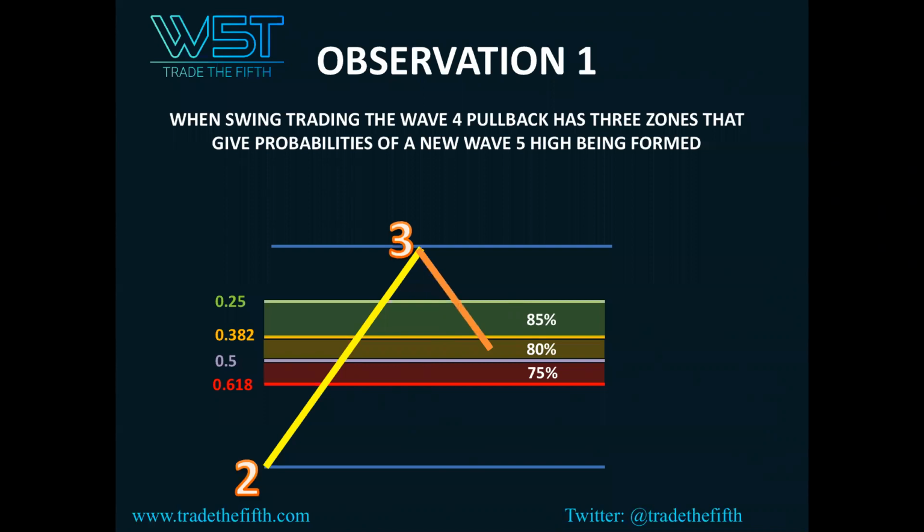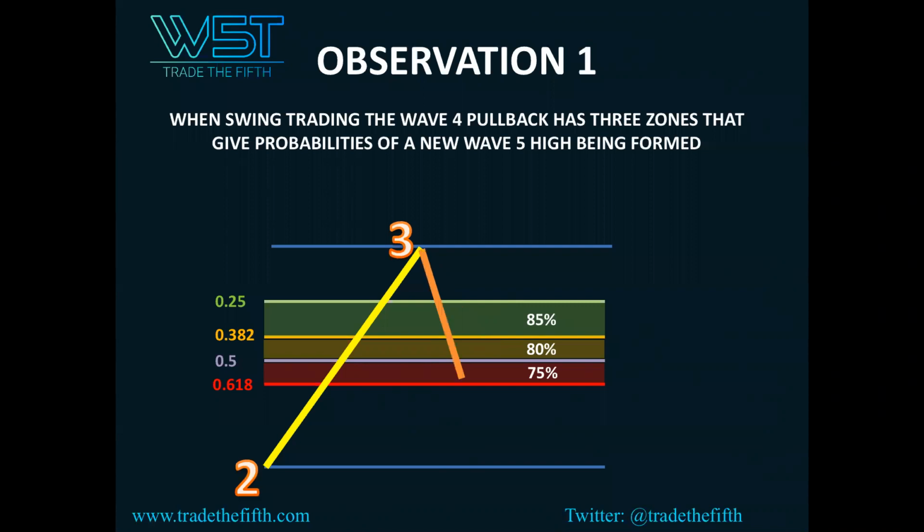So between the 382 and the 0.5 is an 80% probability, okay? So it's gone a little bit deeper. We may have had a little bit more volume. Again, we're just trying to measure the behavior here of human beings, institutional traders. So we've got to give it some rules there.